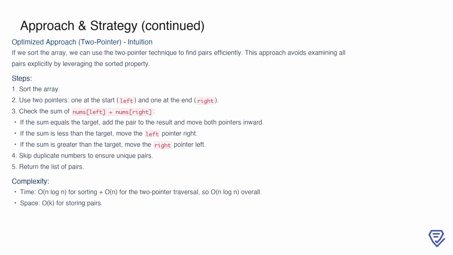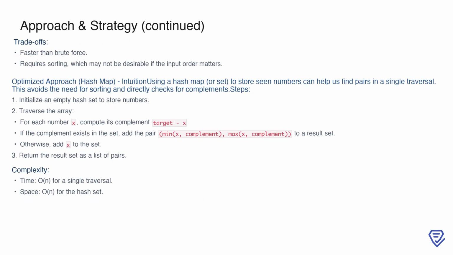Due to sorting, it does require the input to be reordered, which may not always be desirable depending on the problem constraints. Another optimized approach involves using a hash map to achieve even better efficiency.